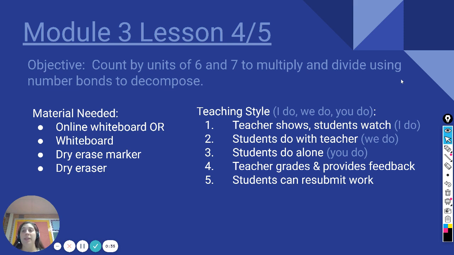The lesson we're going to be doing today is Module 3, Lessons 4 and 5. The objective is to count by units of 6 and 7. So Lesson 4 teaches us how to count by 6s. Lesson 5 teaches us how to count by 7s, but we're going to combine them today because we're learning how to do the same thing with both 6s and 7s, which is to multiply and divide using number bonds to decompose. The materials you need for today are your online whiteboard or your whiteboard, dry erase marker and dry eraser. And the teaching style we're going to follow is where I do it, we do it together, and then you do it on your own.